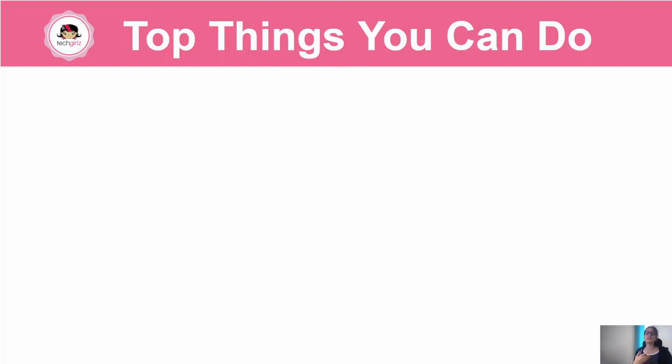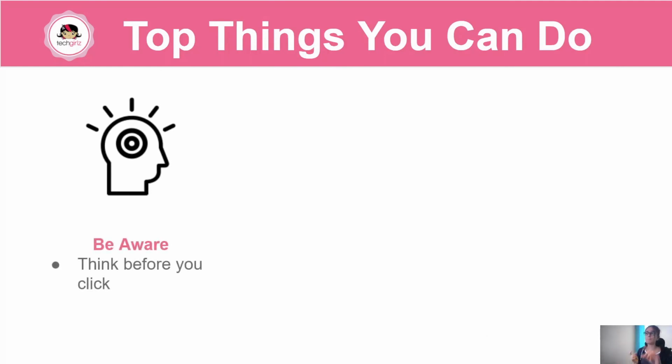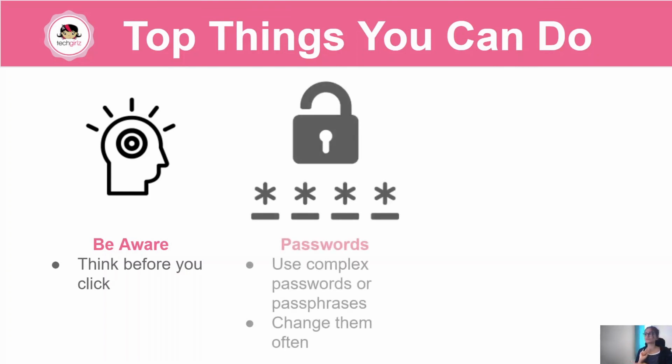Now, what are the things that you can do to protect yourself? Be aware. Think before you click. Phishing is the best example for this. Phishing websites work on this thing that humans have in their head, that if it looks similar, it's the same. But no, it does not need to look similar for it to be the same. You have to check the URLs. You have to check what you are clicking on. So always think before you click.